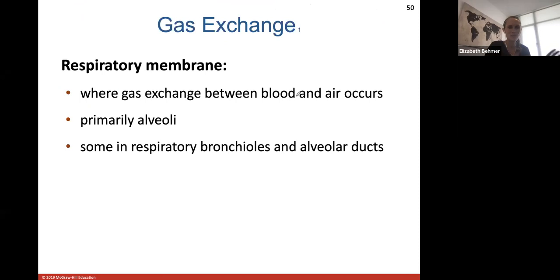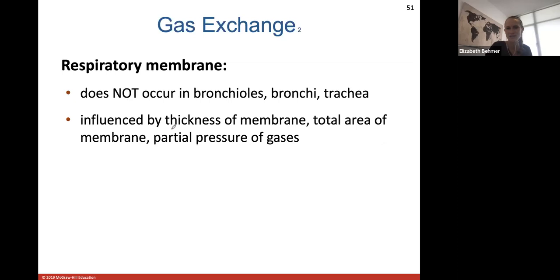Okay, so then we talked about respiratory exchange, and now we're going to talk more about gas exchange, respiration being inhaling and exhaling of air. For gas exchange, we're going to look at the respiratory membrane. So we'll look at where gas exchange occurs between the blood and the air, primarily occurring in those alveolar air sacs, but some will occur in the respiratory bronchioles and alveolar ducts.